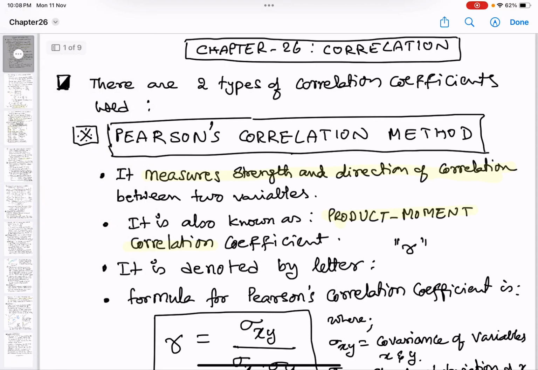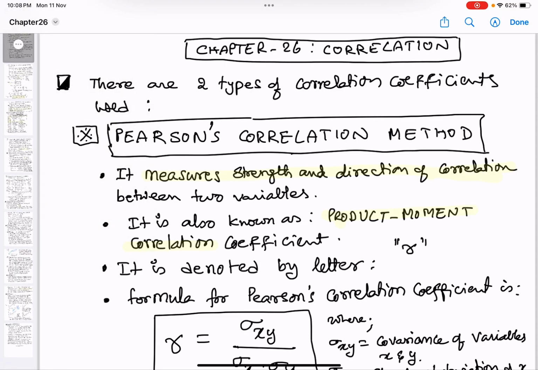So again, this is a simple chapter. The only thing which is confusing is you need to know the difference between both the methods and you need to learn the formulas of the same.